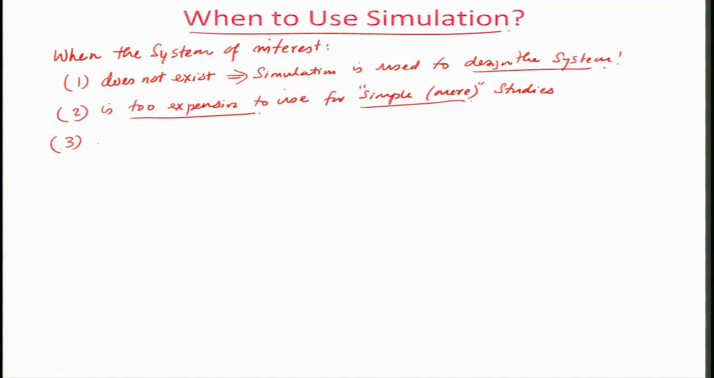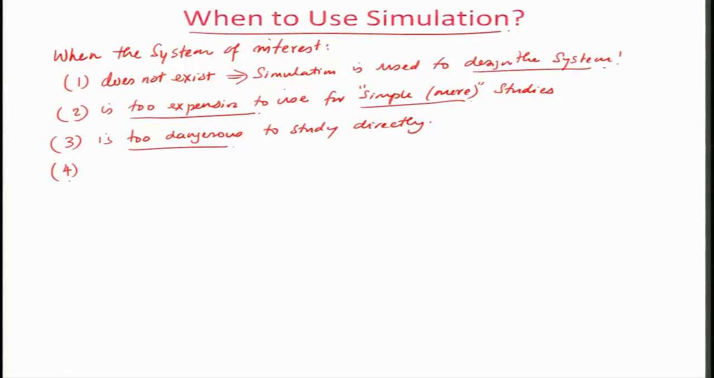Number three. When the system of interest is too dangerous to study directly. So, you want to find out what is the impact of dropping of an atom bomb in a big city. It is pretty dangerous to actually take the atom bomb and drop it in the big city. Instead, what you would do is you build a simulation model of the city and you build a model of the atom bomb and drop it and then try to study it using different propagation shock waves and other things and try to figure out how it actually happens. Okay.